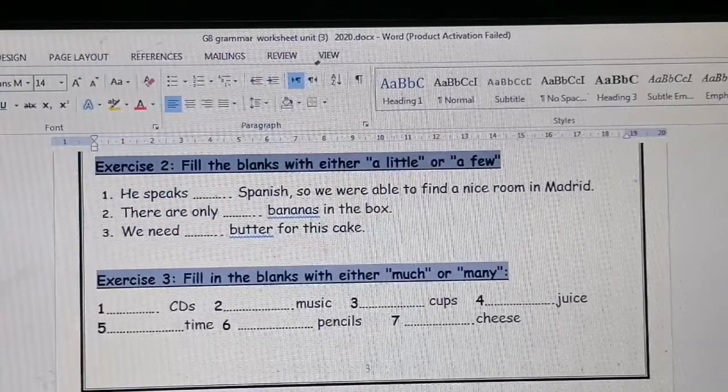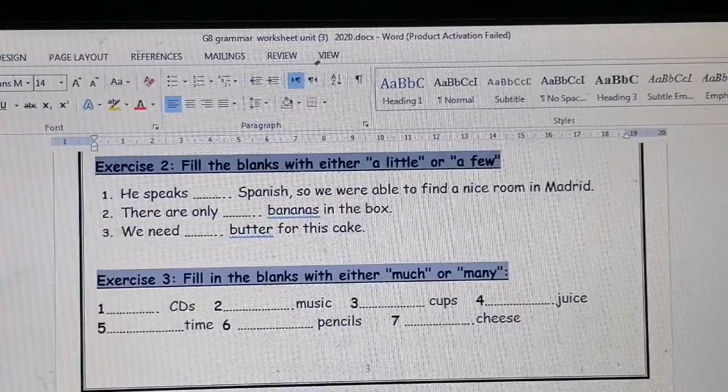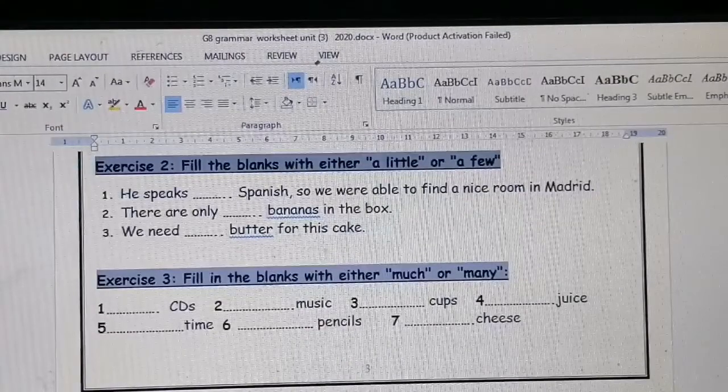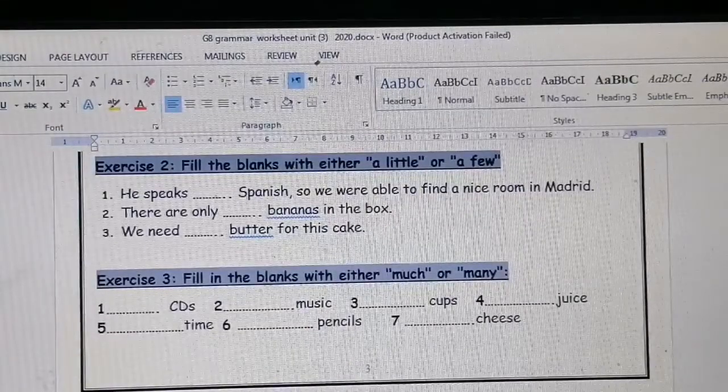Okay? Let's move to exercise 3. Fill in the blanks with either much or many. Number 1, we have CDs. What do you think we put? I'm going to the board after that to write the exercises and do them with you, okay? But now I'm going to do them orally. Number 1, CDs: many, excellent, because it's countable.